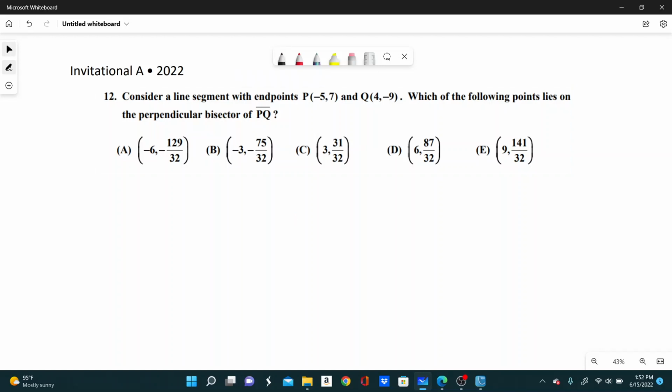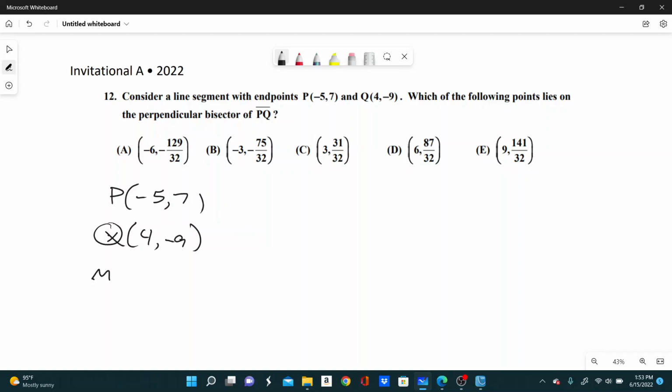So to use point-slope form, it's pretty self-explanatory. You need to have a point and the slope. So we know one of the points that the perpendicular bisector will go through is the midpoint, or the point halfway in between P and Q. So to find that, I'm just going to rewrite this real quick. P (-5, 7) and Q (4, -9).